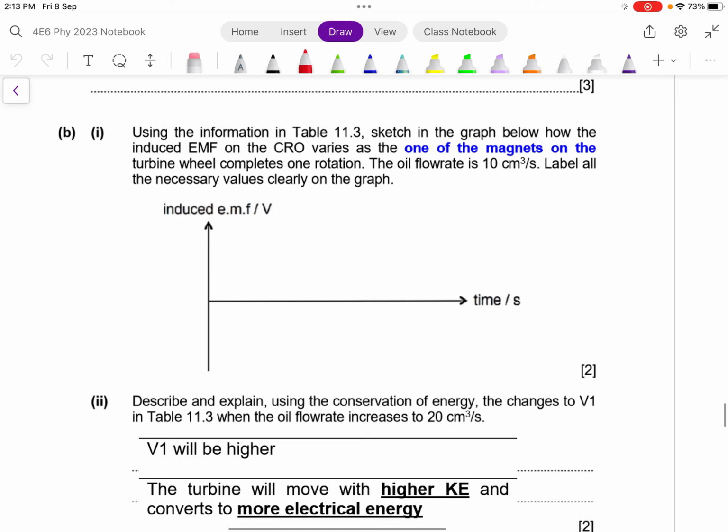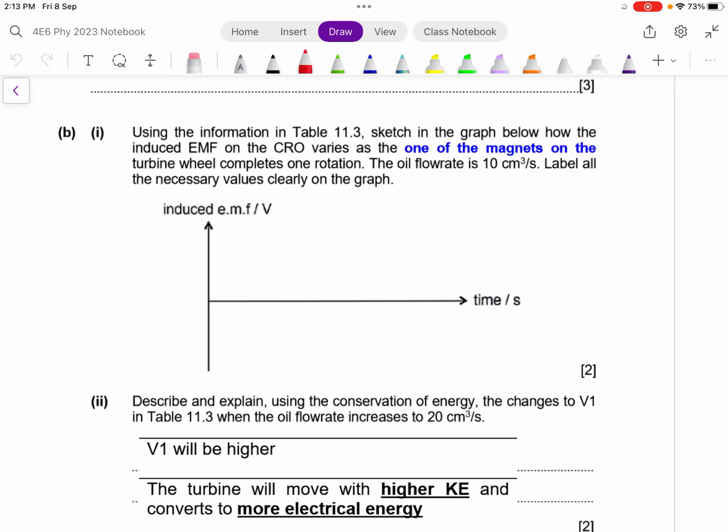For question 11, most of you did pretty well for part A, so I'm not going to elaborate on it. It's more like a recall question. B part 1, unfortunately there is a typo, and because of that, in the original prelim paper, we will void this question. All of you will get 2 marks.